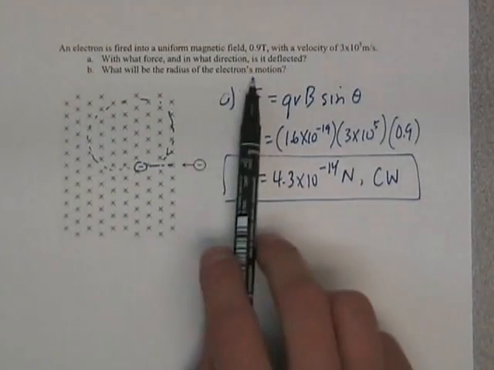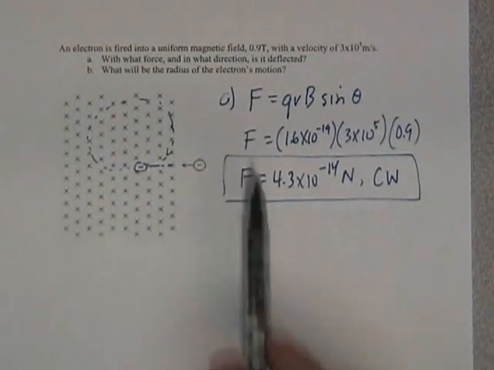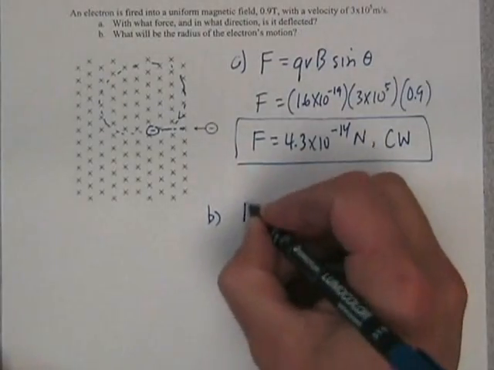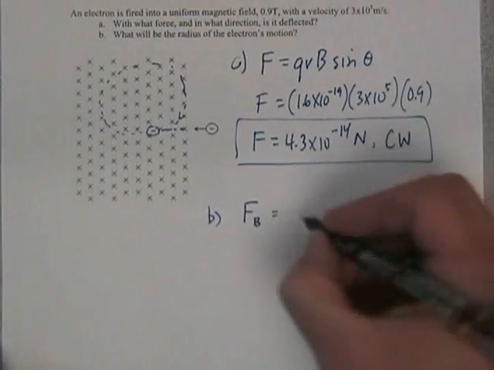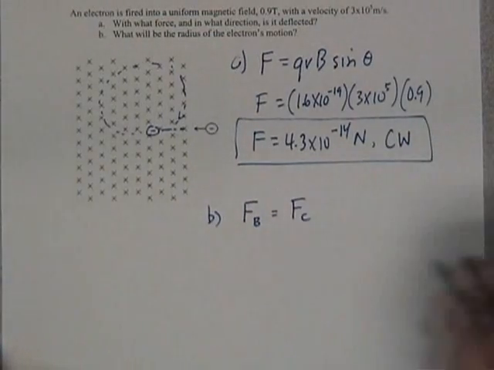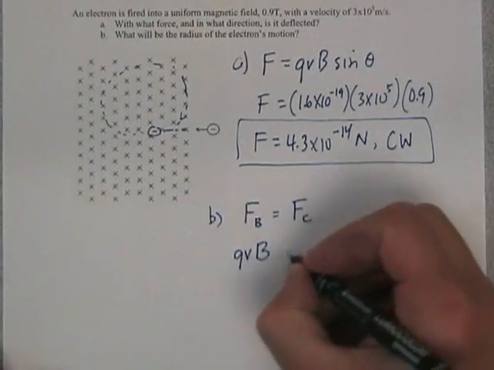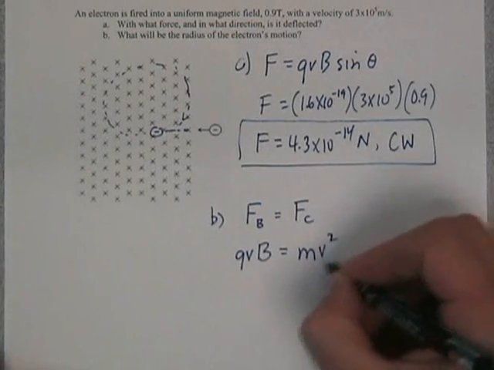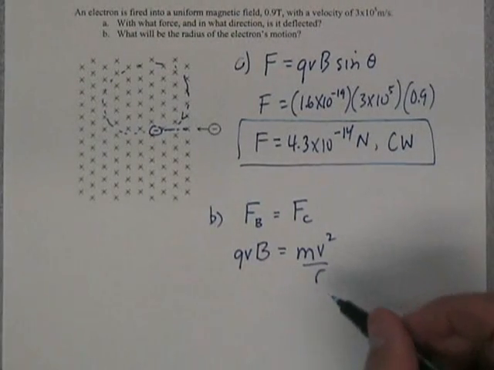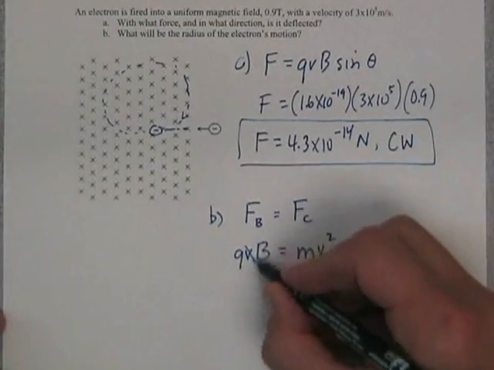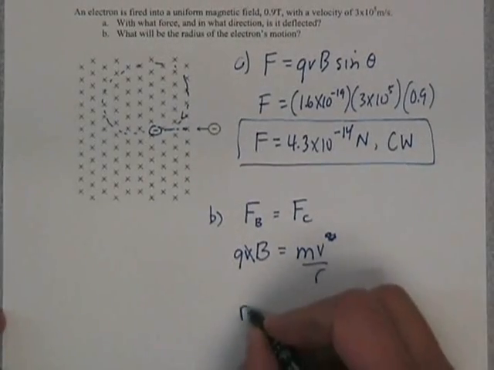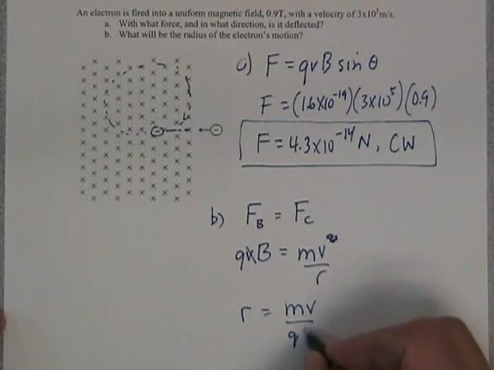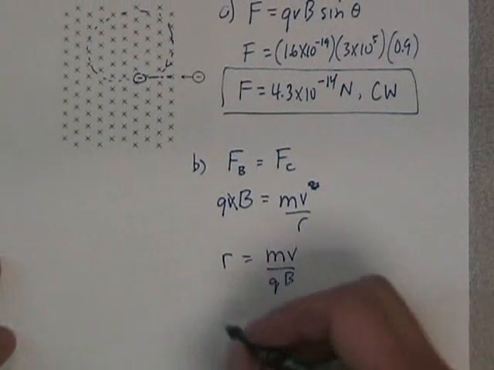So for part B, what's going to be the radius of the electron's motion? This is actually going to undergo circular motion now. So if we would like to know the radius of that circular motion, we just go force of deflection due to the magnetic field is equal to force of circular motion. You get QVB sine theta, but sine theta is gone because it's at 90 degrees, equals mv squared over r. And we want to find the radius, so I'm going to do some simplification. This v is going to cancel out one of those v's, and r is going to end up being equal to mv over qB.